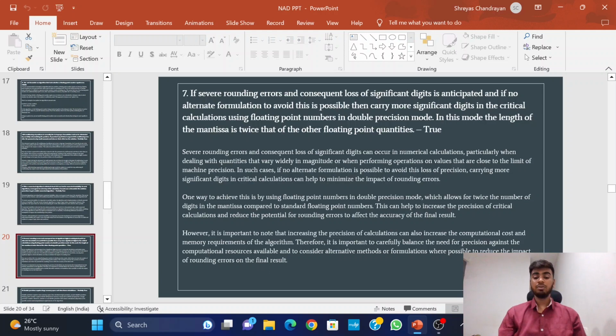Therefore, it is important to carefully balance the need for precision against the computational resources available, and to consider alternative methods or formulations where possible to reduce the impact of rounding errors on the final result.